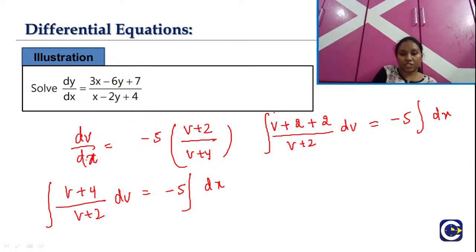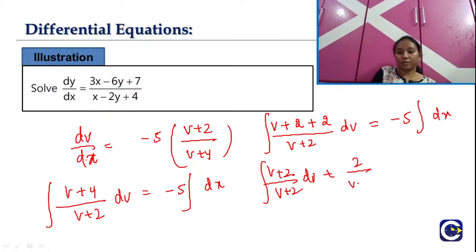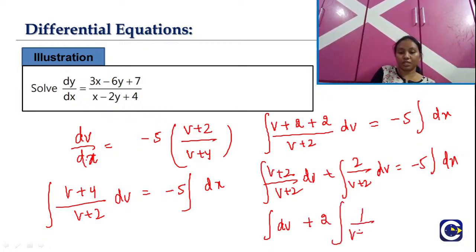So as we have separated here, now we can split these two terms. So (v plus 2) divided by (v plus 2) as one term, and the other will be 2 by (v plus 2) dv, and here minus 5 integration dx. So here this v plus 2 will get cancelled, so the integration of dv can be a constant, so 2 times 1 by (v plus 2) dv, and the other minus 5 integration dx.